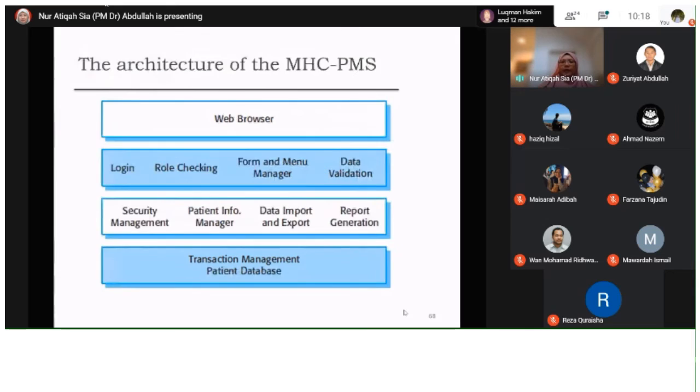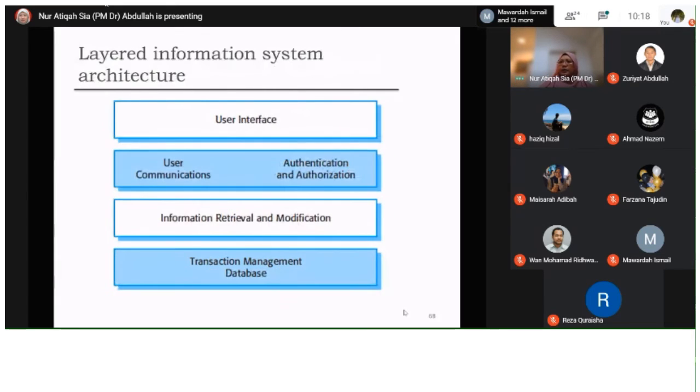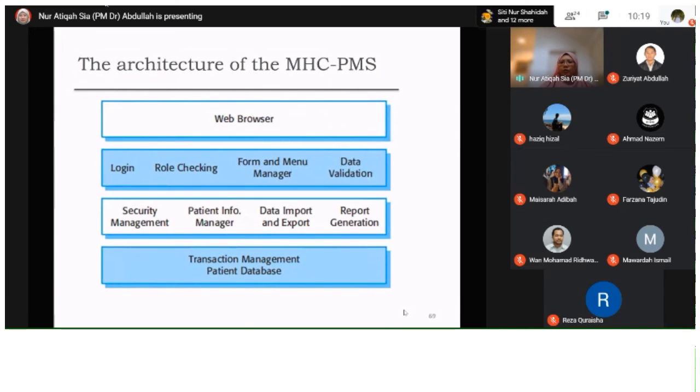But you kena detail out dalam dia. At least 4 layer lah. First layer untuk user interface. Second layer melibatkan user communication, untuk user login, login sebagai members ataupun login sebagai admin ataupun login sebagai travel agent. Bermaksud role checking. Login, gunakan role checking, kena ada form dan menu, kena ada data validation.